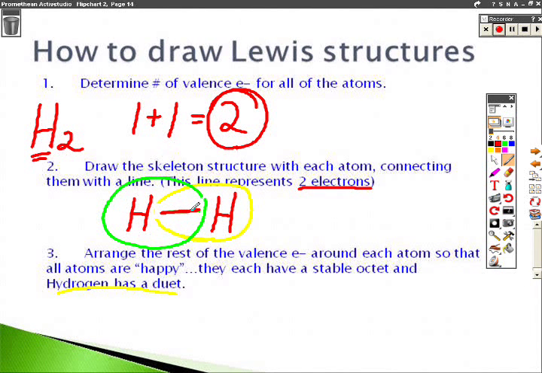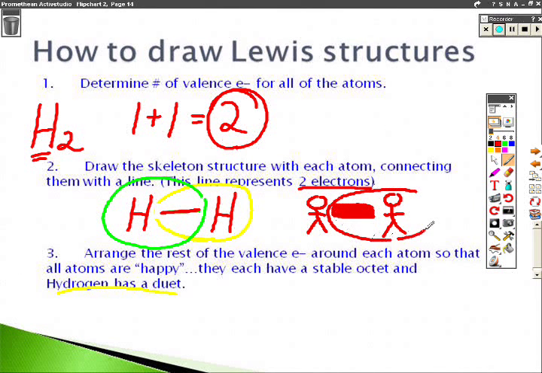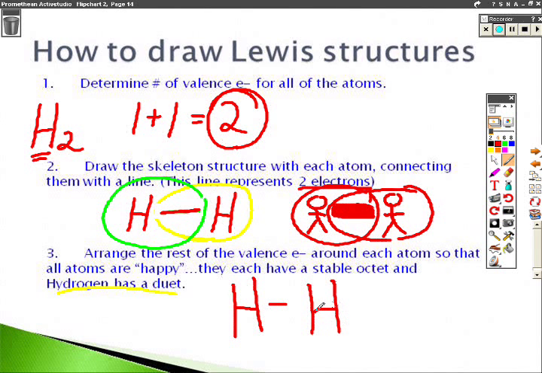Why am I double counting it? Well, think about it. If I have one person and another person, and they're each sharing a pencil, there's only one pencil, right? That pencil right there, that bond that they're sharing, is getting counted twice. This person uses the pencil, and this person uses the pencil. They're both happy. That pencil represents 2 electrons. This line represents 2 electrons. Each hydrogen's stable. It's happy. And so that's how you draw the Lewis dot structure for a covalent bond between hydrogen and hydrogen.